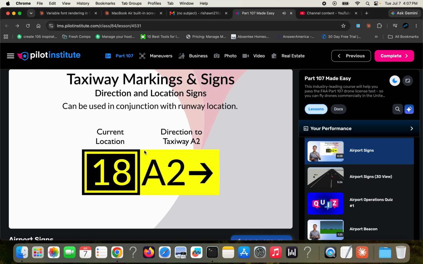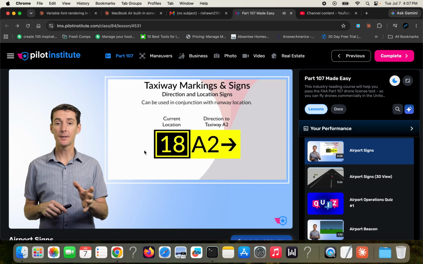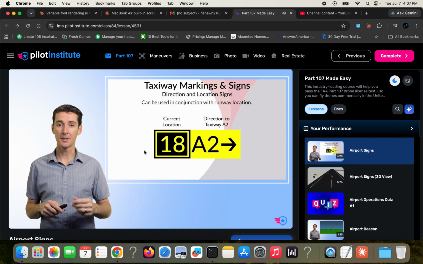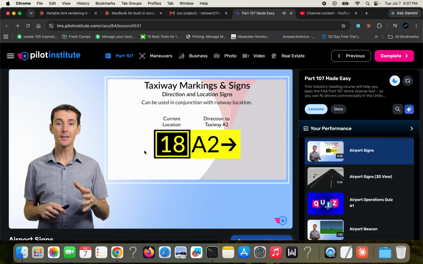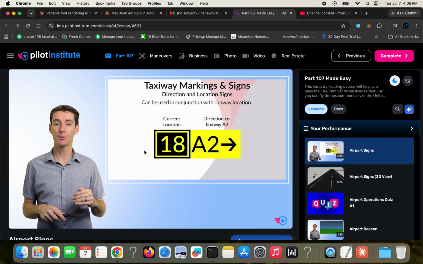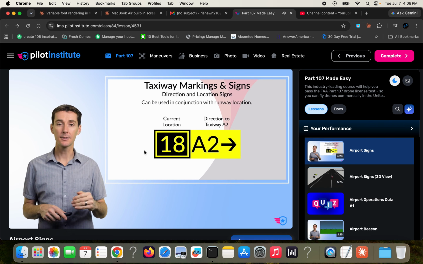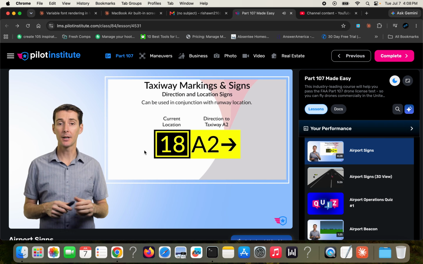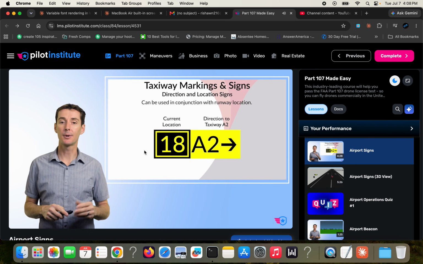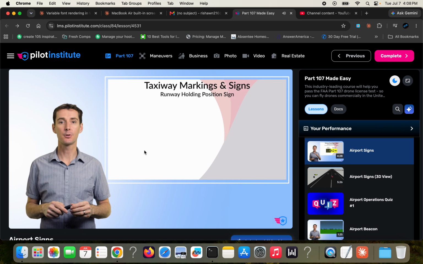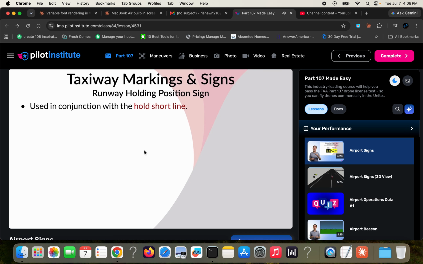In some cases, these can also be used in conjunction with runway markings. Now, taxiways are going to have a letter as an identifier. Runways are going to have a digit, a 2-digit number. We've seen this before in the previous slides. So in this case, I am currently located on runway 18. And if I make a right turn, then I'm going to get off the runway to get onto taxiway Alpha 2. Very straightforward.